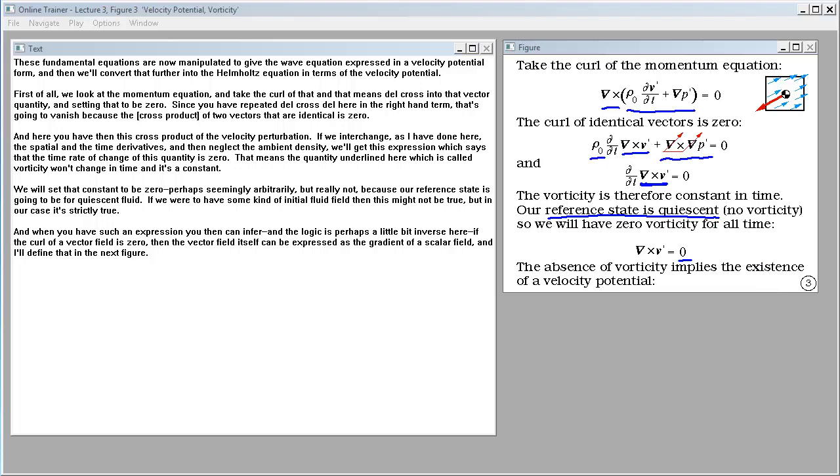If we were to have some kind of initial fluid field, then this might not be true, but in our case it's strictly true. And when you have such an expression, you then can infer, and the logic is perhaps a little bit inverse here, that if the curl of a vector field is zero, then the vector field itself can be expressed as the gradient of a scalar field, and I'll define that in the next figure.